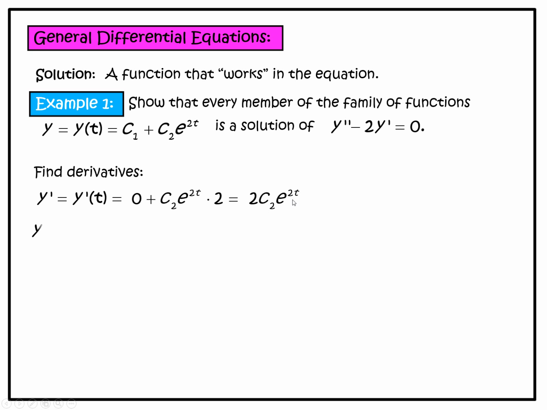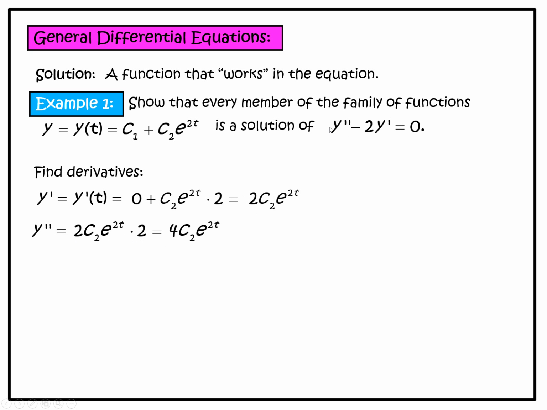Do another derivative. Your y double prime then is going to be, you differentiate this e to the 2t, you get e to the 2t times 2, and then your 2c2 out in front. So 2c2 e to the 2t times 2, or 4c2 e to the 2t.